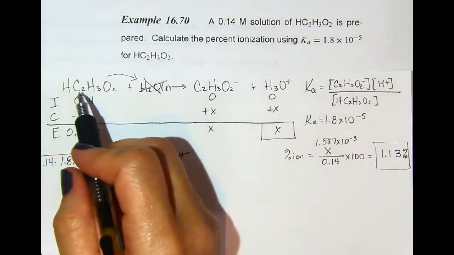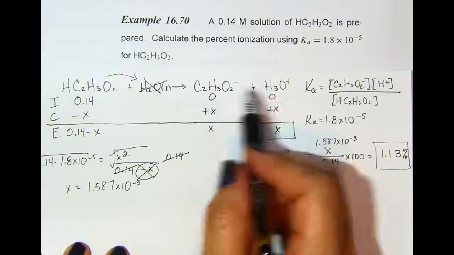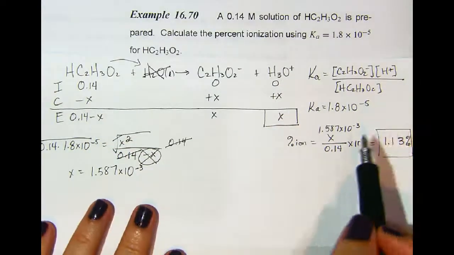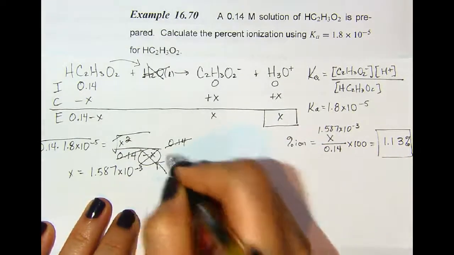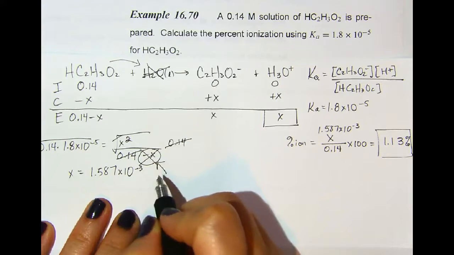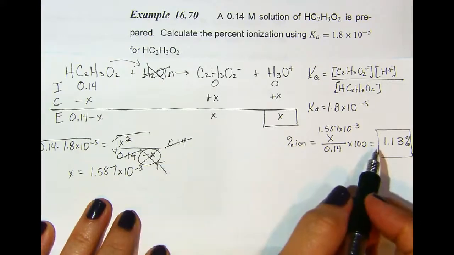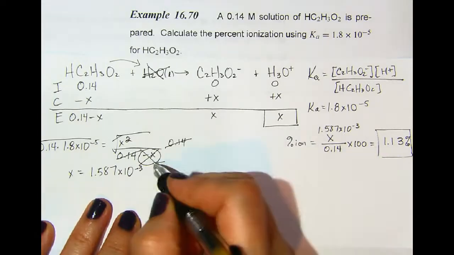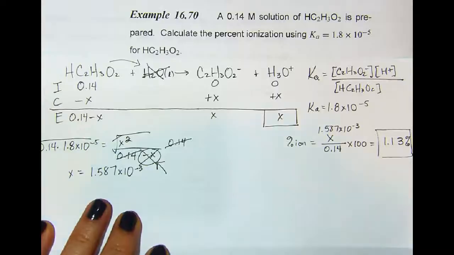So when you put this in water, only 1.13% of it will actually turn into ions, and the rest will remain the original acetic acid. Also, because this is less than 5%, it validates that when we did this approximation here, canceled out that minus x, that means that it is okay to do that because we are below 5% ionization. If we had not been below 5%, then you would not be allowed to do this, and you'd have to solve using the quadratic formula.